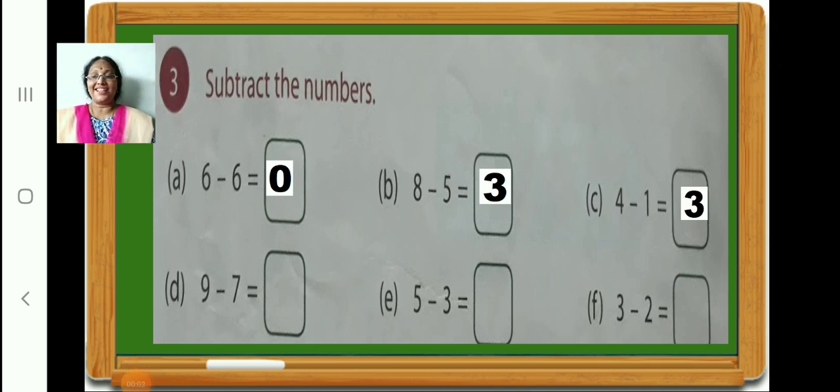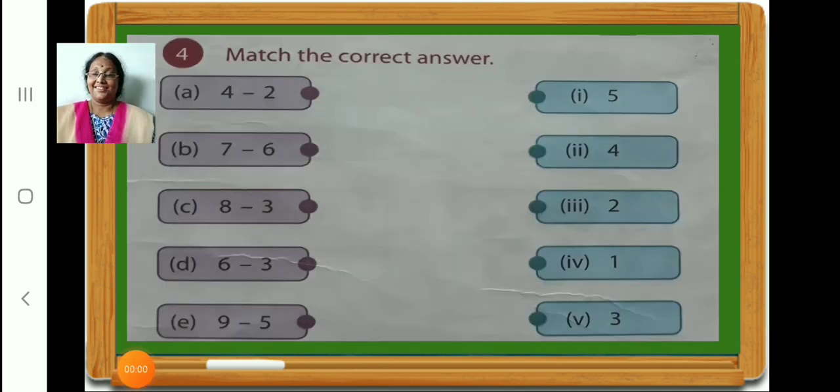9 minus 7. How much is 9 minus 7? 2. So, write 2. Let us go to the next one. 5 minus 3 is 2. Very good. Next one. 3 minus 2 is 1. Finish writing, children. Very good. Now, children, let us do question number 4.